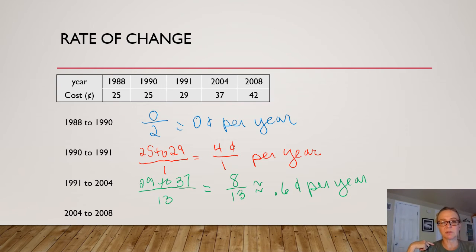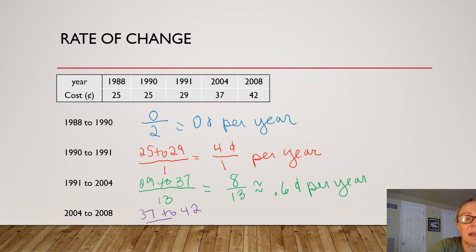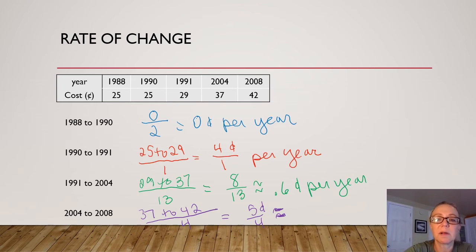And last, from 2004 to 2008, the cost of a stamp went from 37 to 42 cents. And that's a time period of 4 years. So from 37 to 42 is a change of 5 cents in 4 years. And when I divide that out, 5 divided by 4 is 1.25 cents per year.